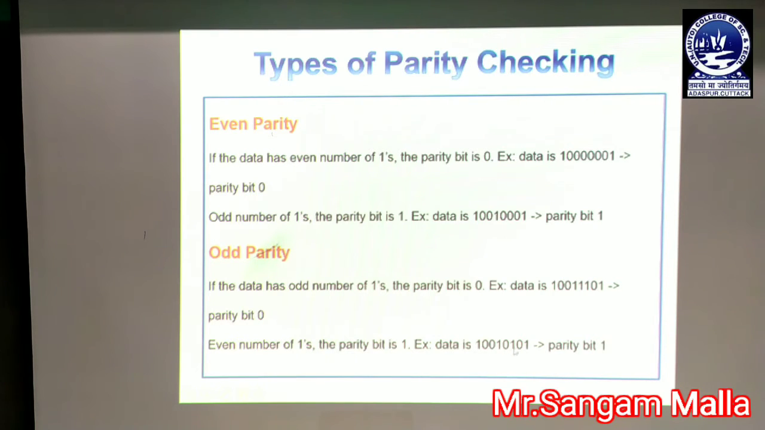Here you can see in this example, in this data string, there are 1, 2, 3, 4, that is an even number of ones. So the parity bit will be 1. So even parity is the vice versa of odd parity. In even parity, if the data has an even number of ones, then the parity bit will be 0, and if the data has an odd number of ones, then the parity bit will be 1. Odd parity is the opposite: if the data has an odd number of ones, then the parity bit will be 0, and if the data has an even number of ones, then the parity bit will be 1.